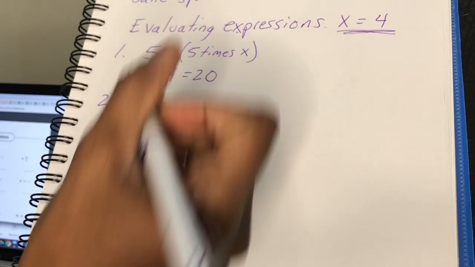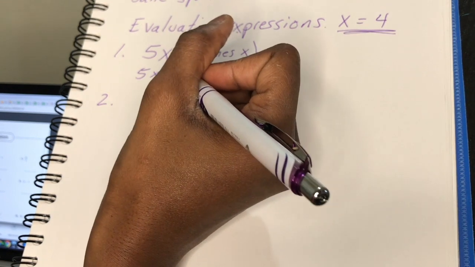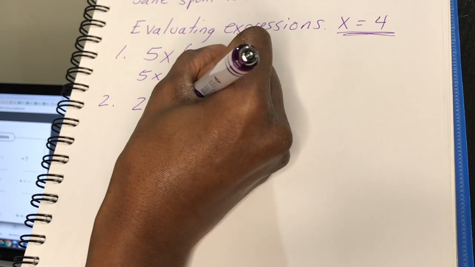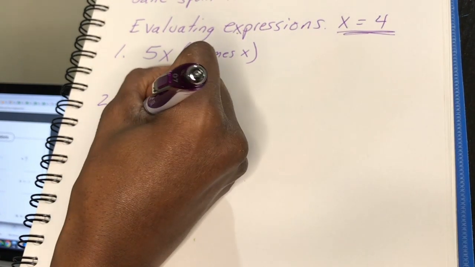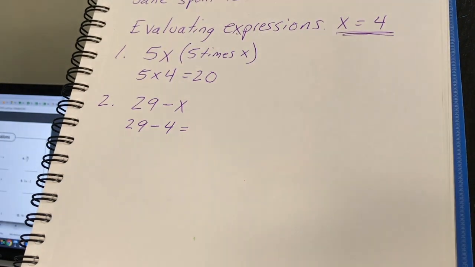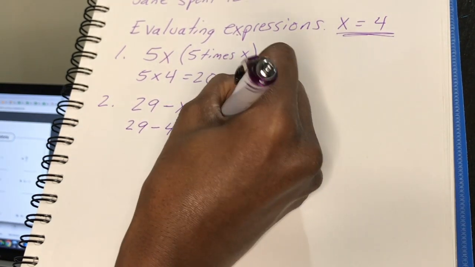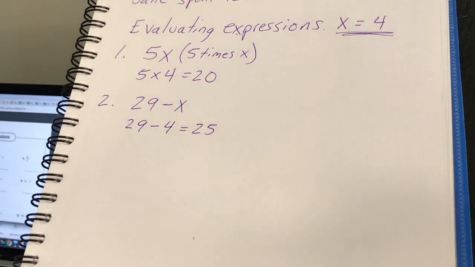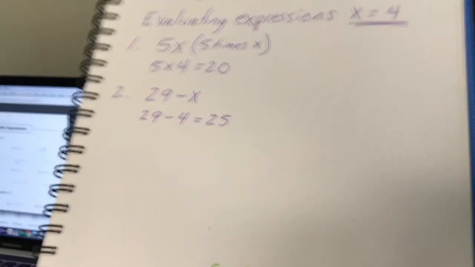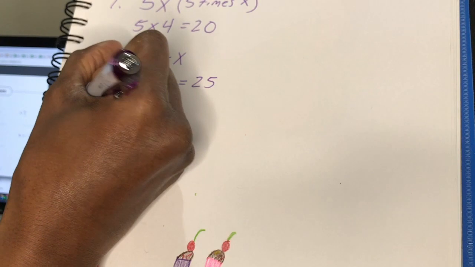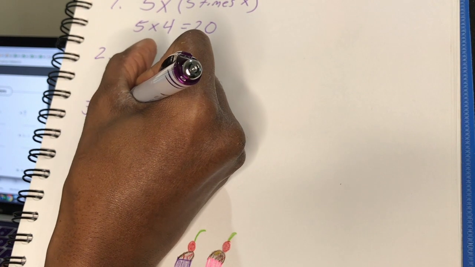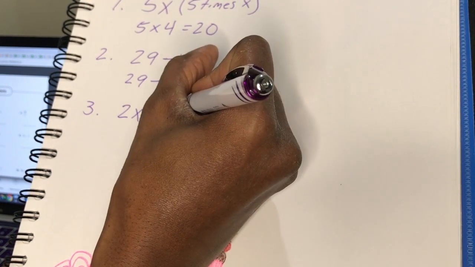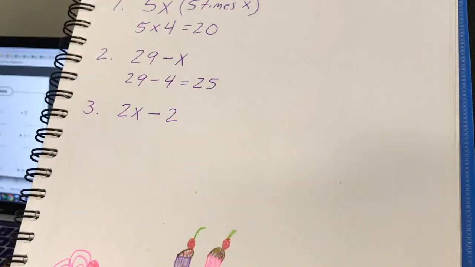Number 2. 29 minus x. Remember, x is 4. So 29 minus x, let's substitute our x for 4. That is 29 minus 4. 29 minus 4 is 25. Okay, number 3. Let's do one where you're doing more than one thing. So 2x minus 2. X is still 4.